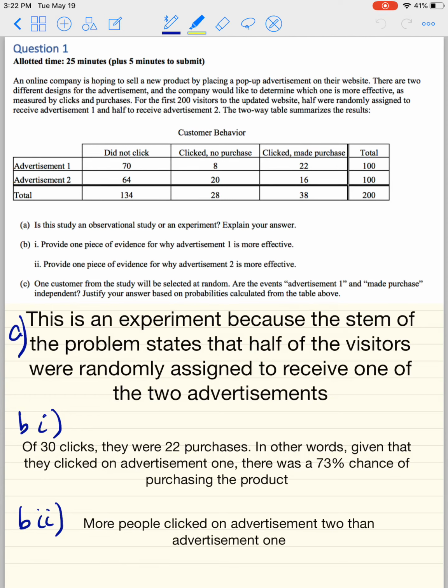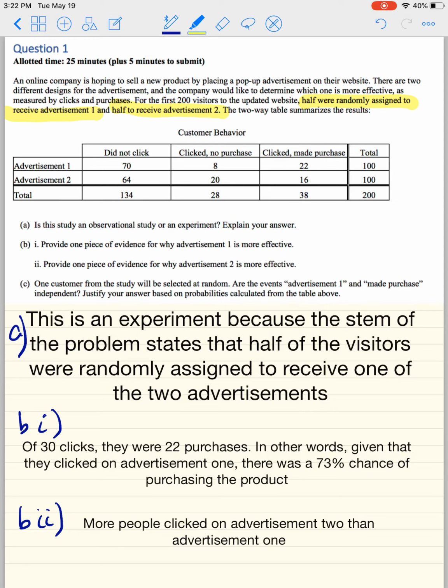So this is question one. It says an online company is hoping to sell a new product by placing a pop-up advertisement on their website. There are two different designs for the advertisement and the company would like to determine which is more effective as measured by clicks and purchases. For the first 200 visitors to the updated website, half were randomly assigned to receive advertisement one and half were randomly assigned to receive advertisement two. So anytime we have a random assignment, we know that this is an experiment, okay?